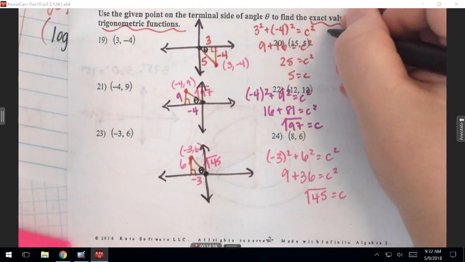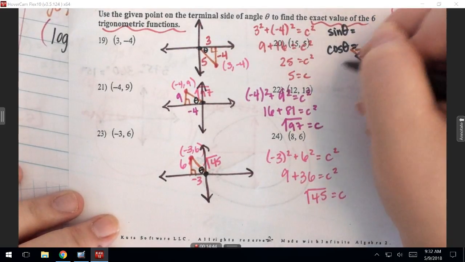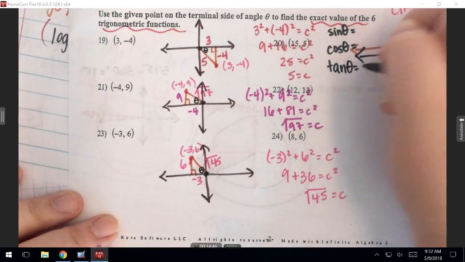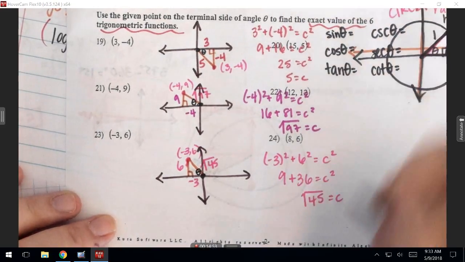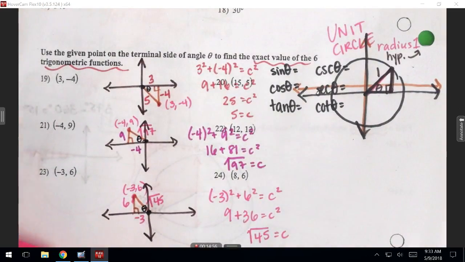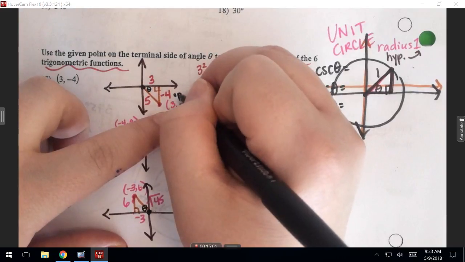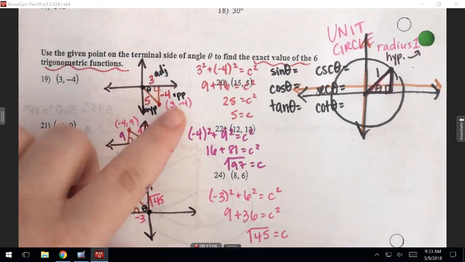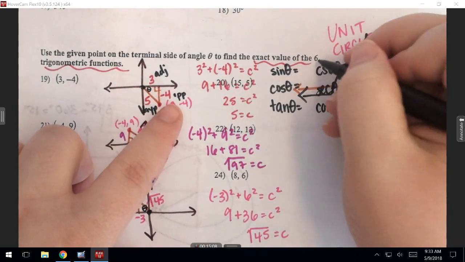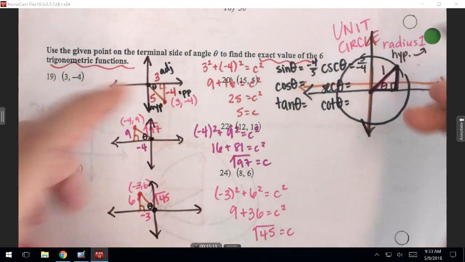But the problem says to do it, and it's trying to get us ready to deal with the unit circle. So I need to figure out this trig function, so sine, cosine, tangent, cotangent, secant, and cosecant. But now that I've solved for that third side, it's going to be easy because this side's the opposite. We know this is the hypotenuse. We know this is the adjacent. So sine is opposite over hypotenuse, so it's going to be negative 4 over 5, which means cosecant is 5 over negative 4.